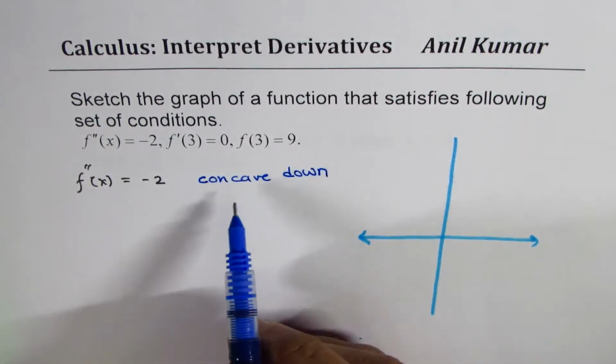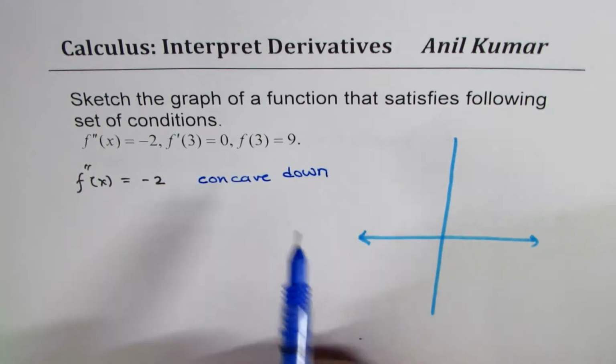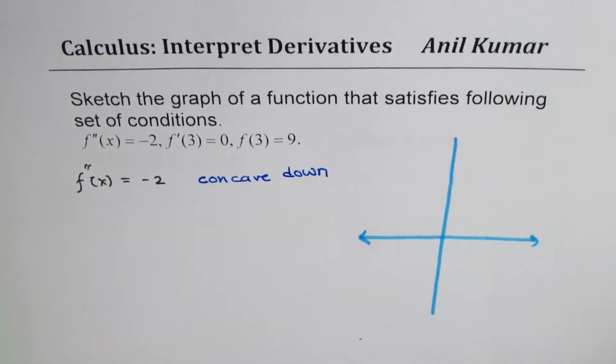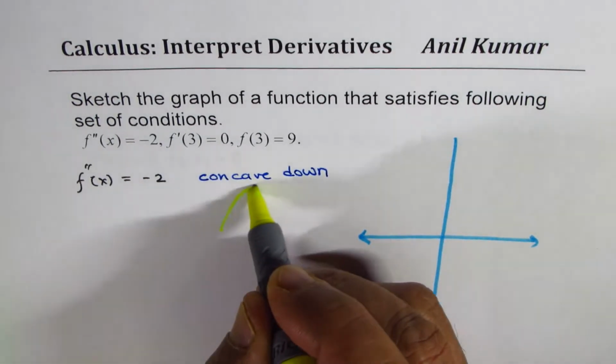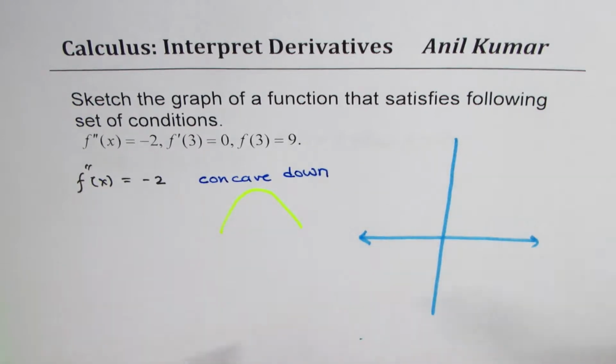Now, if all along the domain we have a function which is concave down, what do we expect? We expect a parabola, right? So we expect a parabola which could be like this. Does it make sense to you? So that is how we should think when we are given some conditions. Try to form an image in your mind.